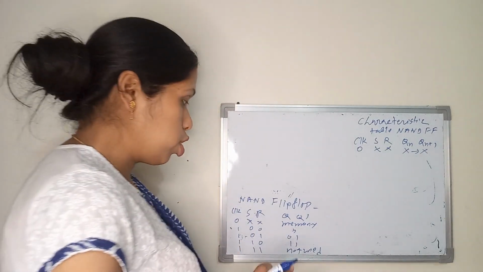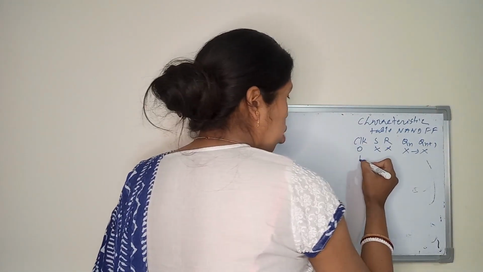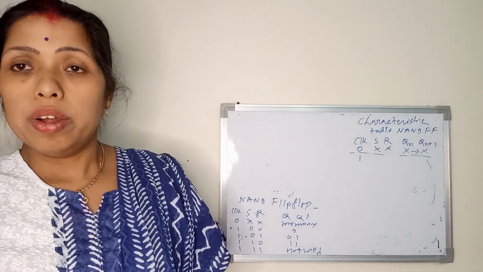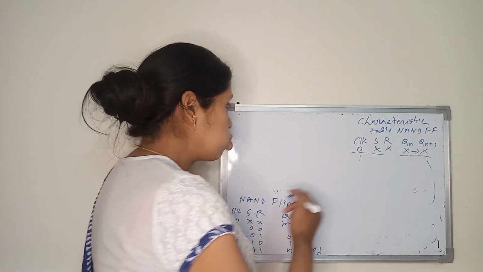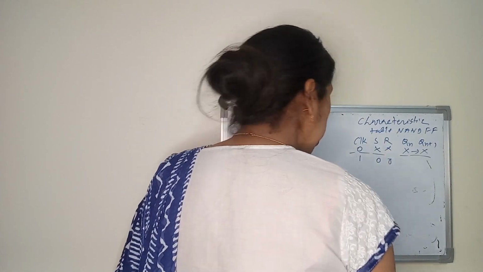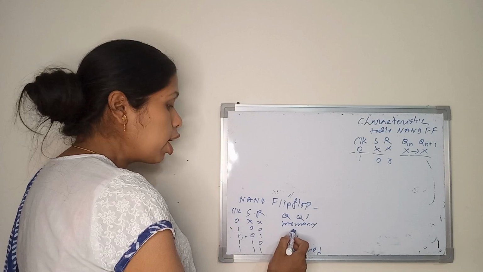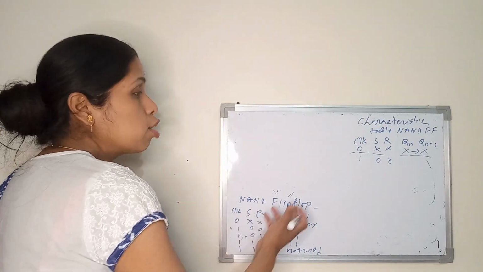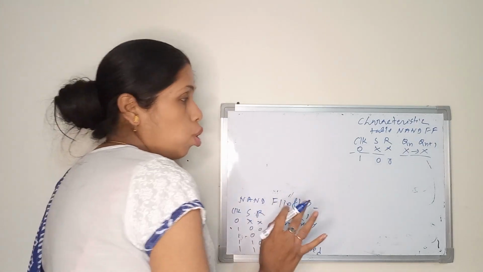So I am not bothering about this one. Now I am writing the main thing by considering the clock as 1. So my clock is 1. I am giving 0 0. If I am giving 0 0, what is the effect for Q and Q prime? For both cases also, memory effect. So here I am only considering the Q, right?